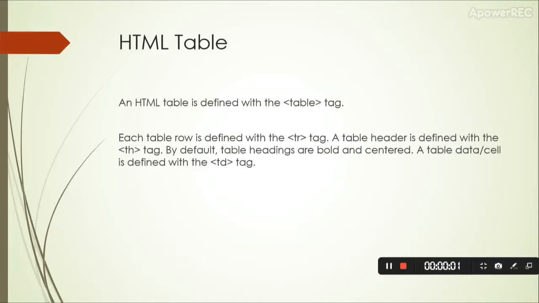HTML table. An HTML table is defined with the table tag. Each table row is defined with the TR tag. A table header is defined with the TH tag. By default, the table headings are bold and centered. A table cell is defined by the TD tag. Now we will use it practically.